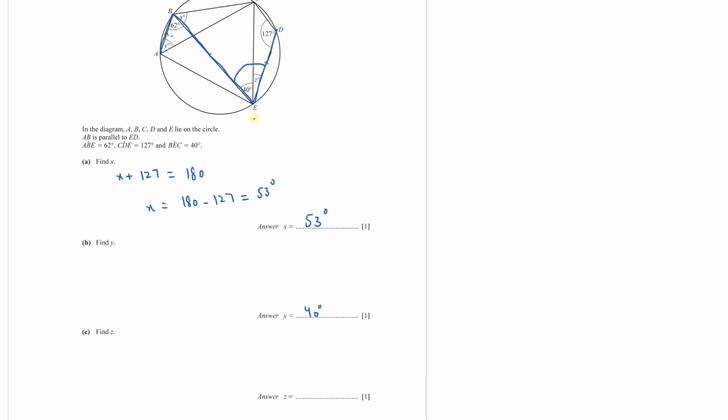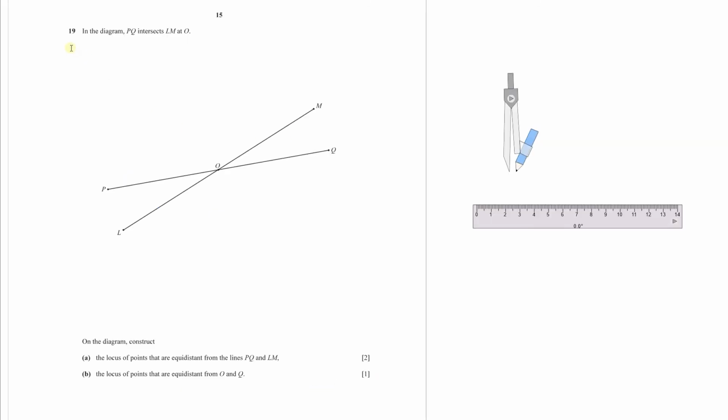So this 62 will be equal to this angle here, which is z plus 40. So z plus 40 will equal 62 degrees. So z will be 62 minus 40, which is 22 degrees. So z is 22.